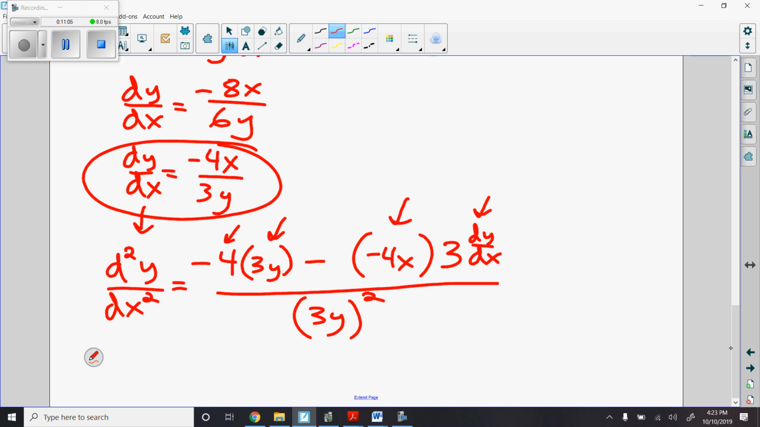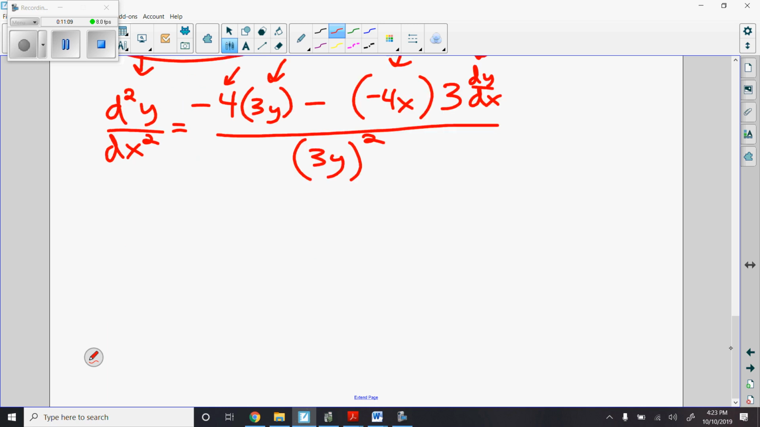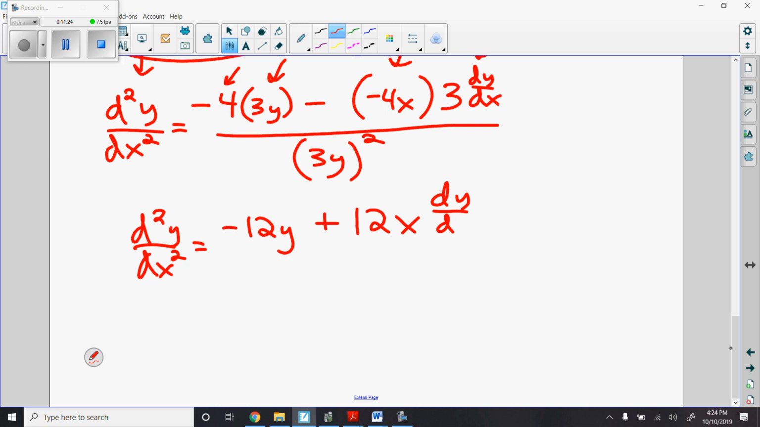Okay. So what I'm going to do right now is clean this thing up a little bit. And I'm going to get this negative 12y plus 12x dy dx over 9y squared. Okay. And that is my second derivative.